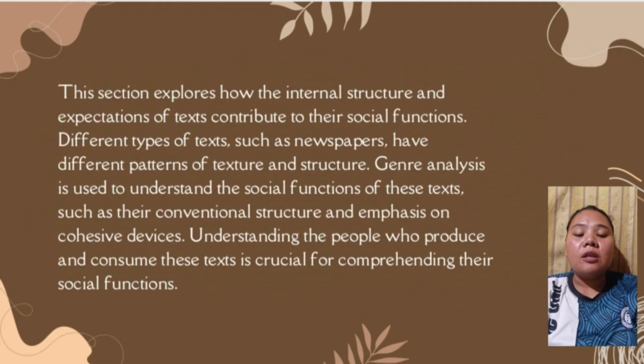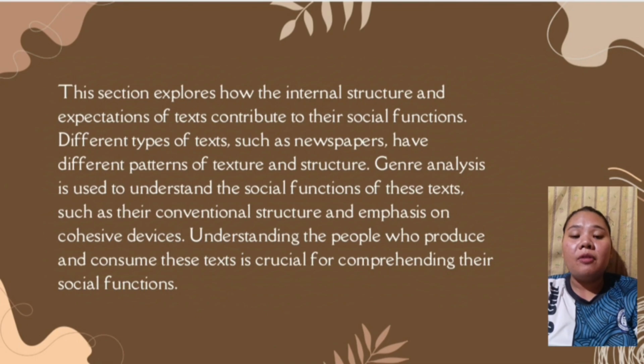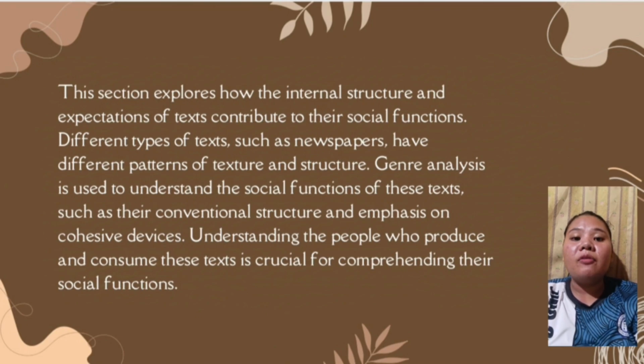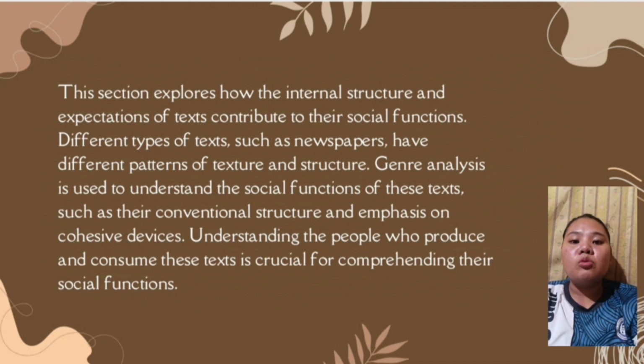So this section explores how the internal structure and expectations of text contribute to their social functions. Different types of text, such as newspapers, have different patterns of texture and structure. So genre analysis is used to understand the social functions of these texts, such as their conventional structure and emphasis on cohesive devices. Understanding the people who produce and consume these texts is crucial for comprehending their social functions.